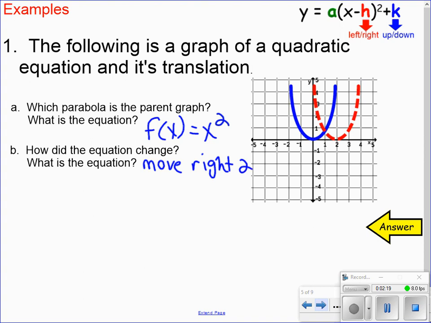So our translation that we might see here is, actually let's do this. We have g of x equals f of x minus 2. So g of x equals f of x minus 2. Alright.